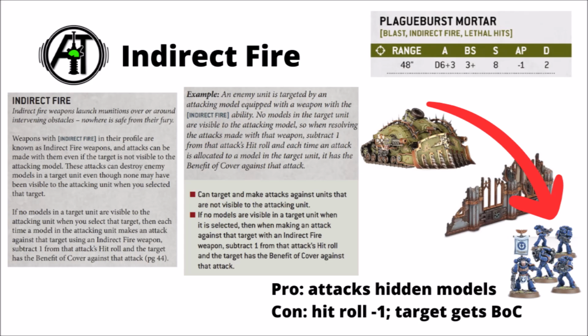but if it couldn't see them because they were behind a ruin, you'd normally hit on 4s, and if it mattered to their saving throw at all, they would also have the benefit of cover as well, kind of cancelling out the AP -1 of the Plague Burst Mortar here. They'd still be saving on 3s.